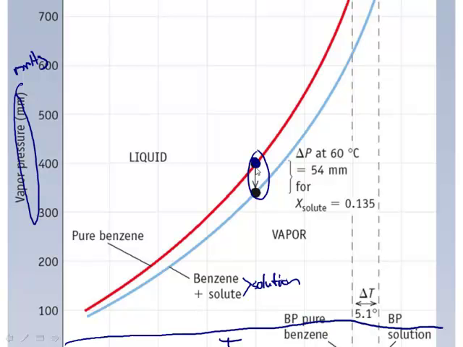If we add a solute, we can see that the vapor pressure of the solution is going to be lower, okay? If we look here at the y-axis, it's going to be lower. And that's going to be true at every temperature. Now, that has some implications.